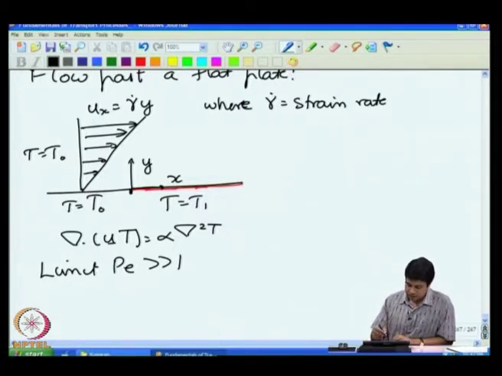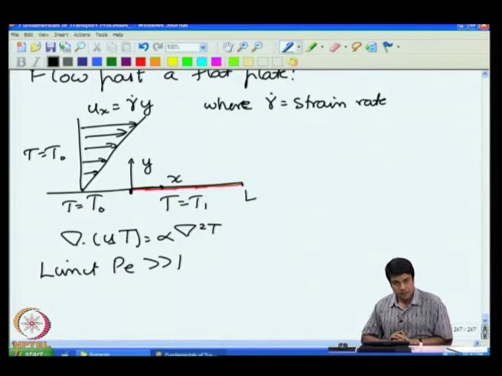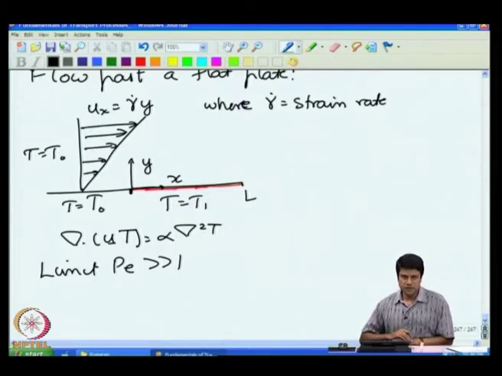Let us consider that this heated section has a length L. So, length L is the length of the heated section. What does high Peclet number mean? I have a thermal diffusion coefficient alpha, with dimensions of length squared per unit time. I have a characteristic length, the length of this heated section L, and there is no velocity scale, but there is a scale for the strain rate.